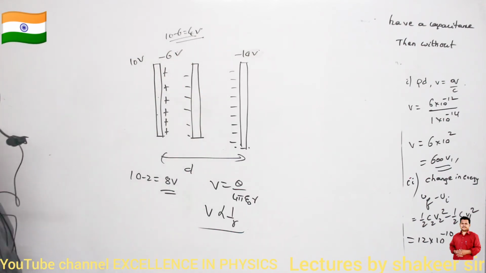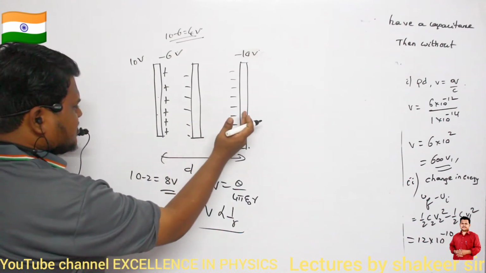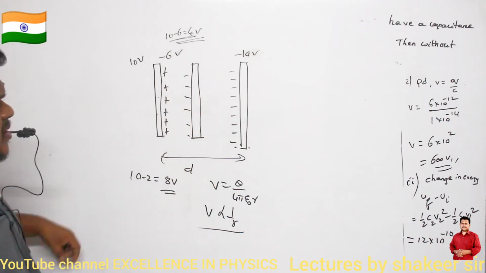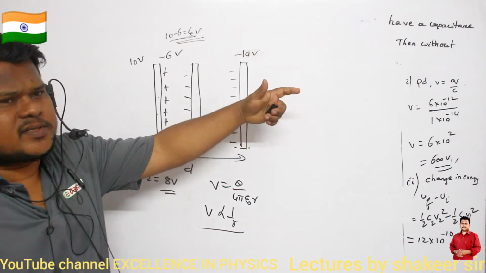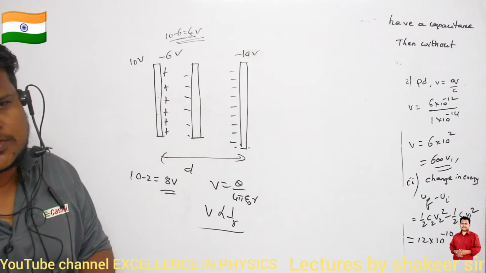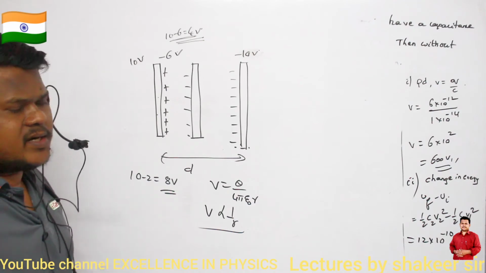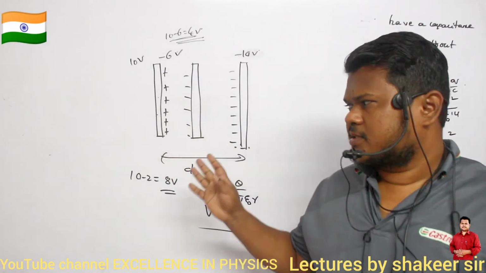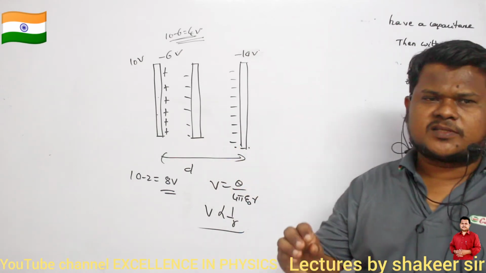So this we have already studied. If distance decreases, what happens to the potential difference? The potential difference also decreases. If the distance between the plates increases, then the potential difference between the plates also increases. But what is the condition? The condition is that the total charge should not change. All these calculations we are doing only when the charge remains constant.